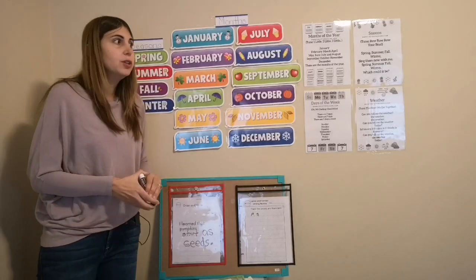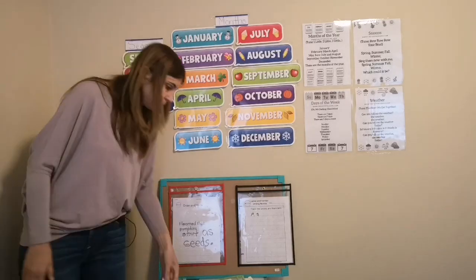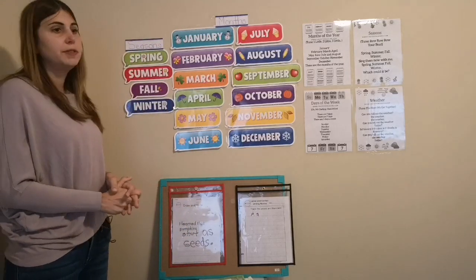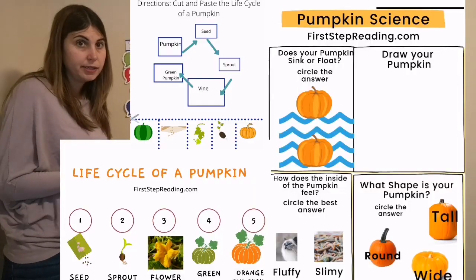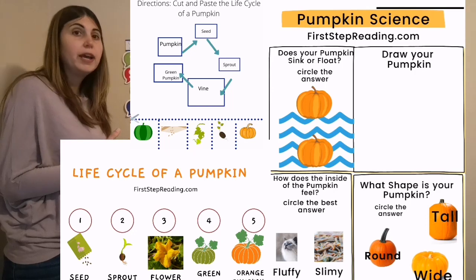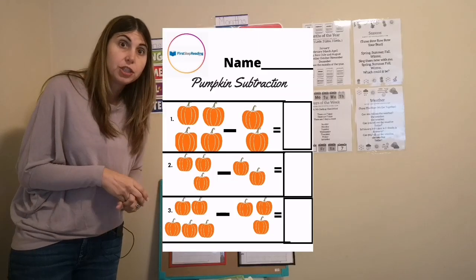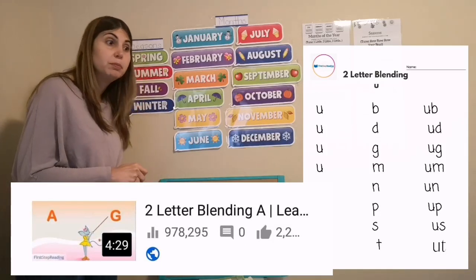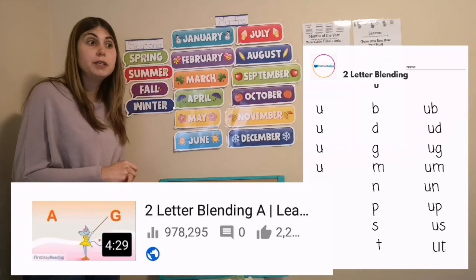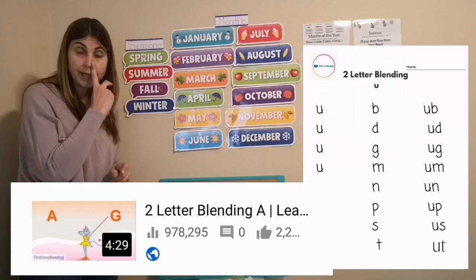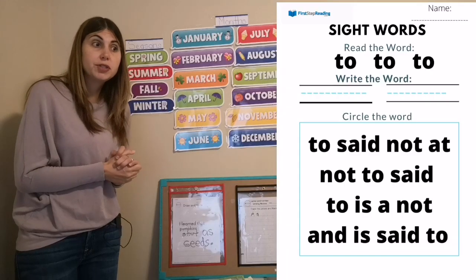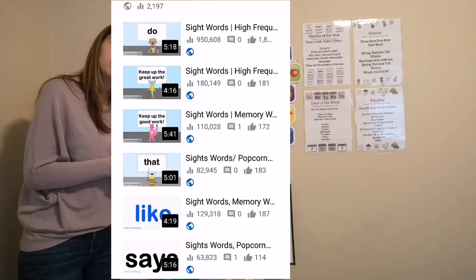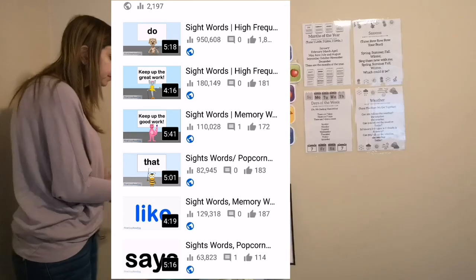So that is our learning for today. We have done pumpkin science. We have done subtraction with pictures. And we have finished all our two-letter blending. So please practice those, and don't forget to write note cards for your sight words and practice your sight words, because those ones you have to memorize, and you can also watch the videos.